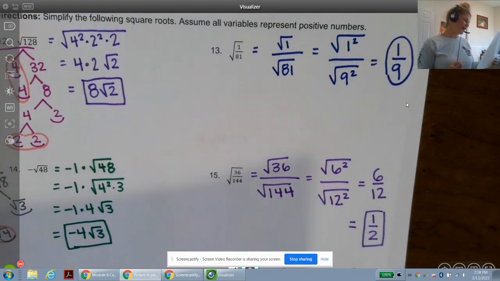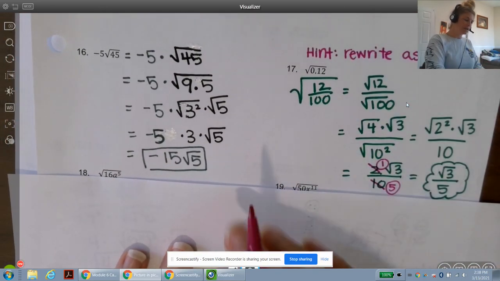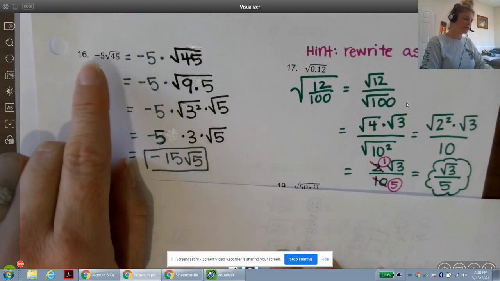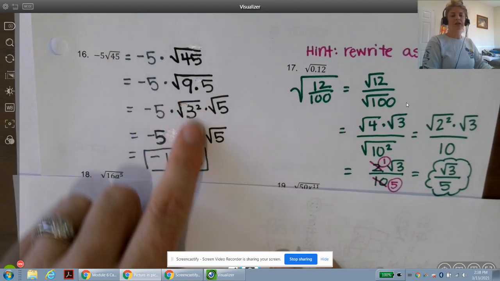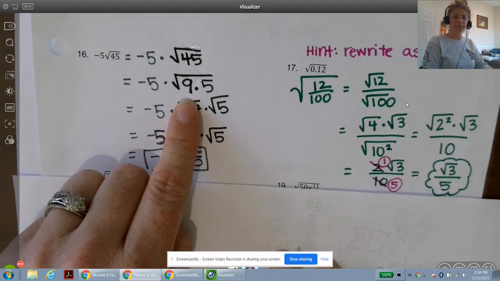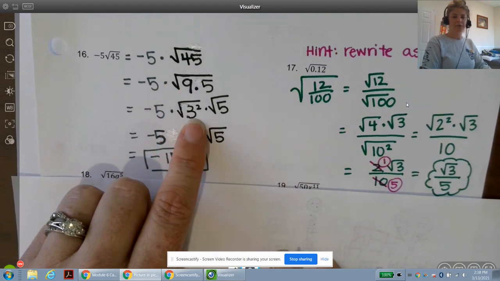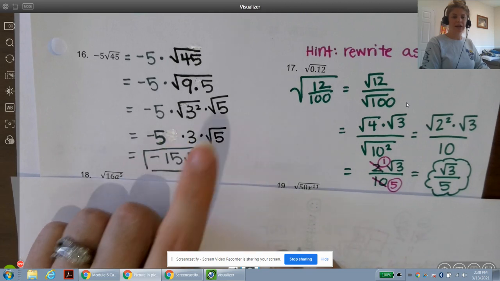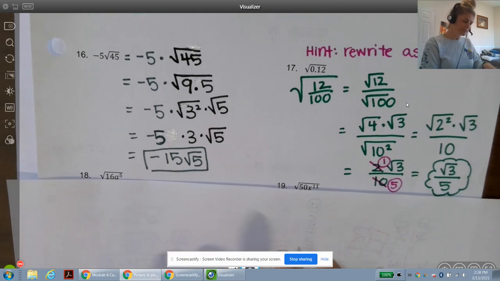Good job there. Taking a look at 16, here again, very similar to 14 above, we have -5 outside being multiplied by that square root. Here I decided to factor out my greatest perfect square. So 45 is 9 times 5. When I pull out that 9, it becomes a 3. So I have -5 times 3 on the outside, and just that 5's left inside. So -15 root 5, or -15 square root 5.